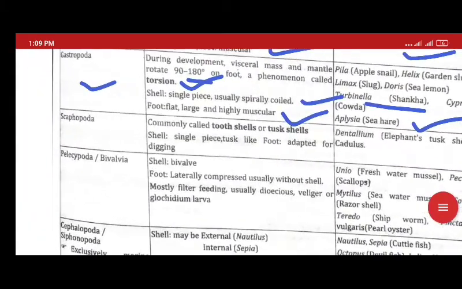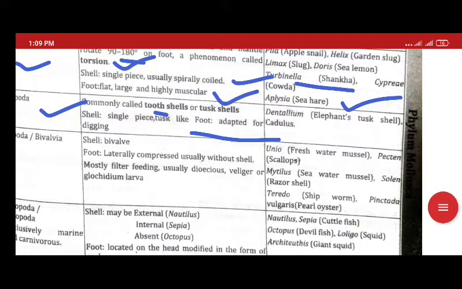We also have another class, Scaphopoda. This is the tooth shell, meaning tusk shell, and here the foot is adapted for digging too. The example is Dentalium, the elephant tusk shell.